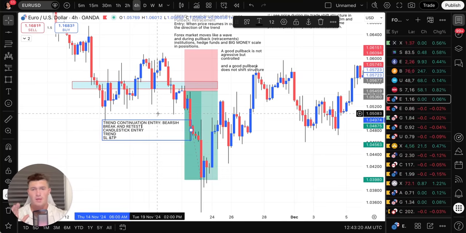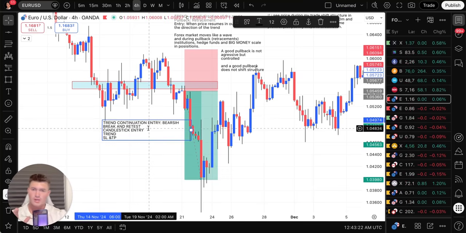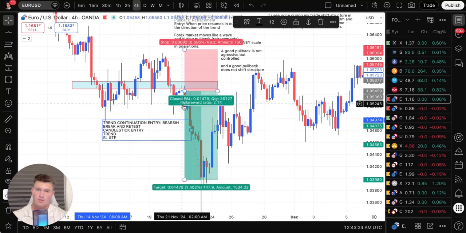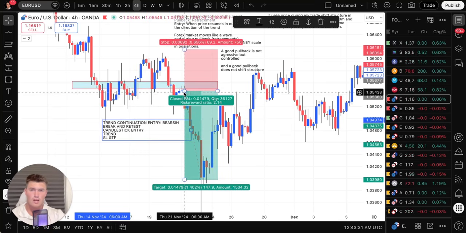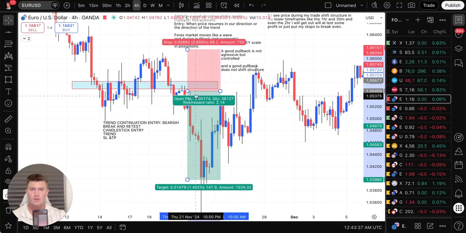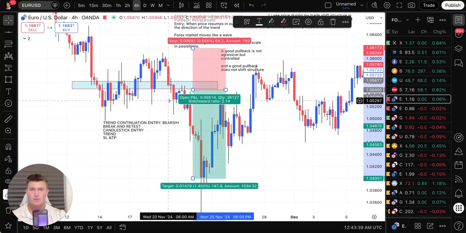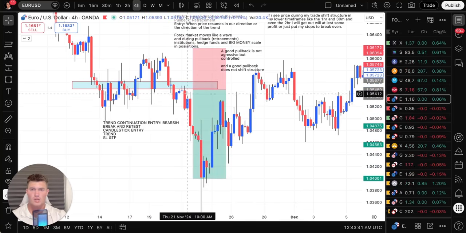Looking for a non-aggressive break and retest. We have the break, then making this our lower high and our lower low. We don't want price to close above this area, because then the 4 hour would shift bullish. So we want a nice pullback to this area of interest.